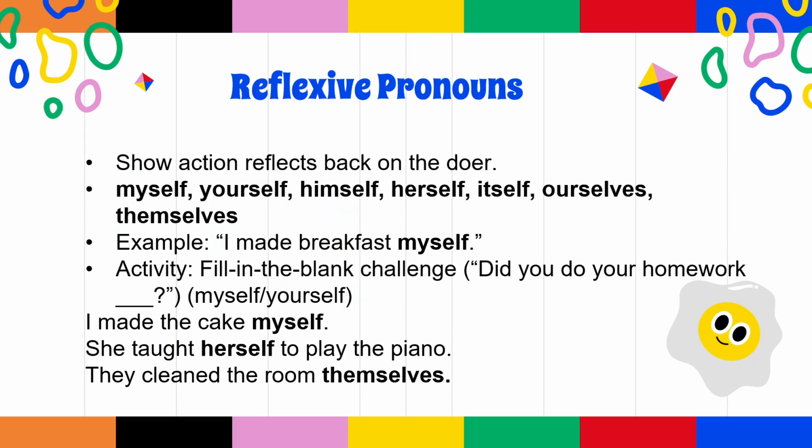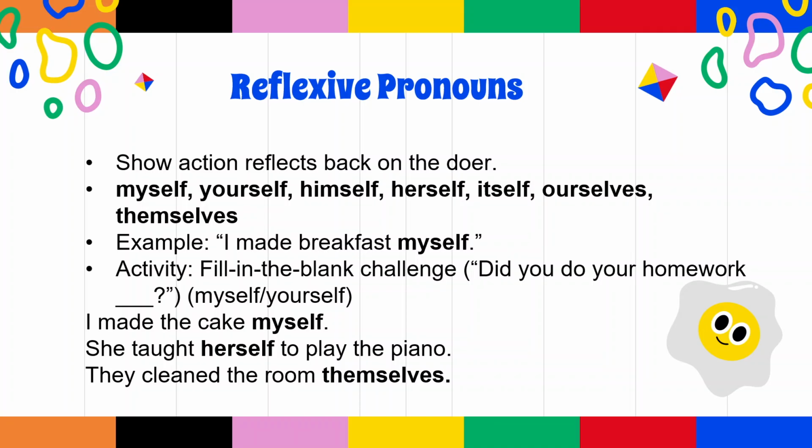So reflexive pronouns show action that reflects back to the doer. For example, myself, yourself, himself, herself, itself, ourselves, themselves. For example, I made breakfast myself. So here, myself is an action that is reflecting back to the doer of the sentence or to the subject of the sentence, which is I.